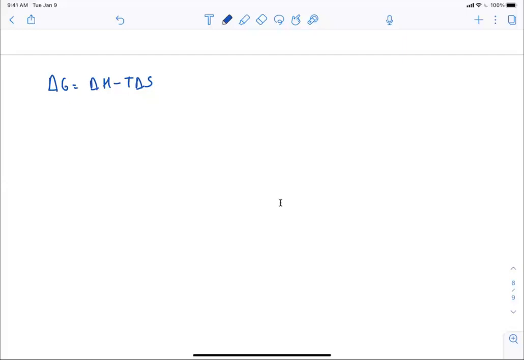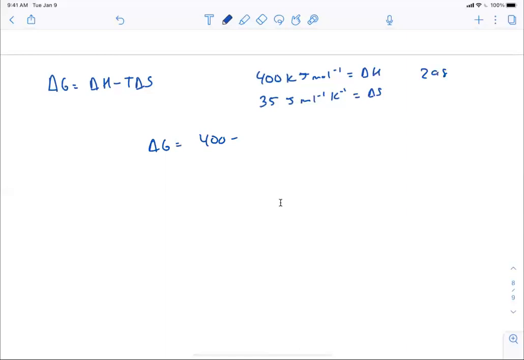You know, they say 400 kilojoules per mole for delta H, and they'll say, I don't know, 35 joules per mole per Kelvin for delta S. If a student had just written down their units when they put this in the problem, there's a better chance that they'd see, wait, one is in joules, one's in kilojoules, I can't subtract this. But kids just go, delta G is equal to 400 minus whatever temperature, 298 times 35. And they just go, okay, I just need to calculate that.